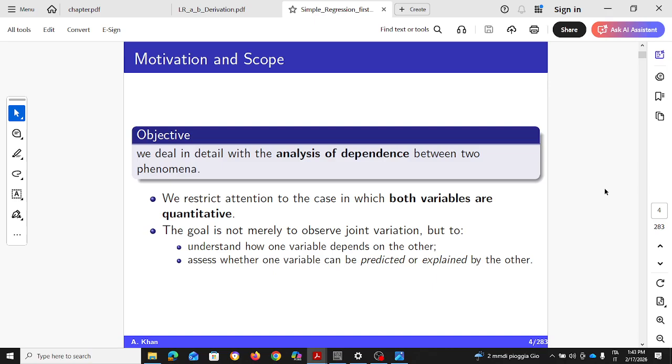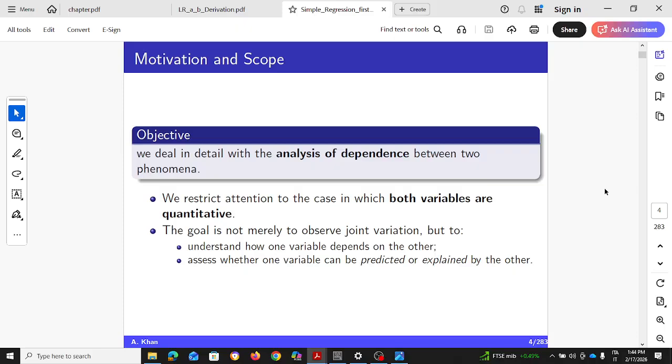So the goal here is not to observe the joint variation between two variables. Okay? Let's say we have x and y. We have two variables. X is the input, y is the output. So we don't want to see just merely how these two move together. But our goal is to understand how one variable is dependent on the other, how y is dependent on x.